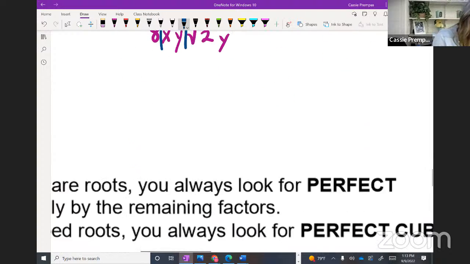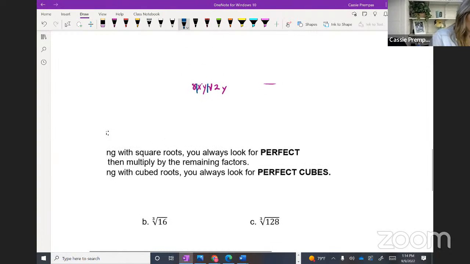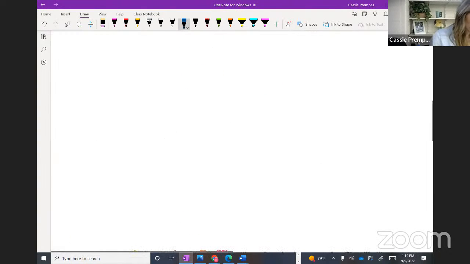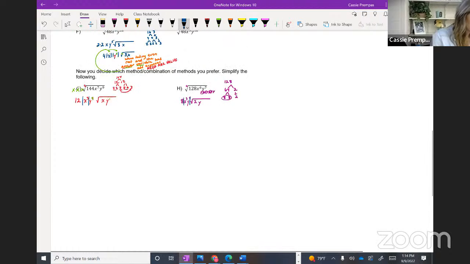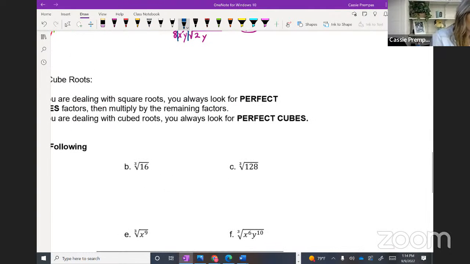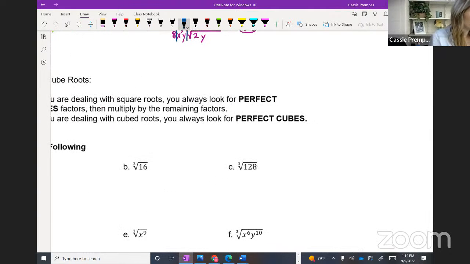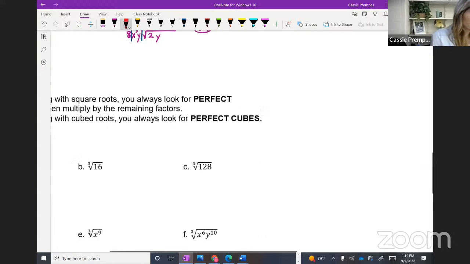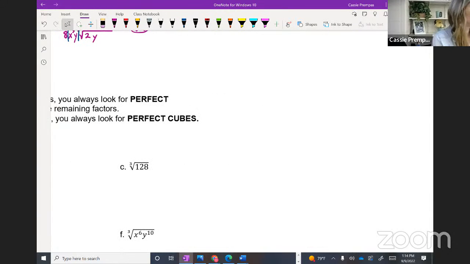All right, let's talk about cubed roots. With a square root, you're looking for a perfect square. To simplify a cubed root, you need to look for a perfect cube. Some of you know your perfect squares really well. You might want to memorize a few perfect cubes. 8 is a perfect cube, 27 is a perfect cube, 64 is a perfect cube, 125 is a perfect cube. Those are the ones I have memorized and they've helped me. But if you're not good at memorizing, you can always use the factoring tree.